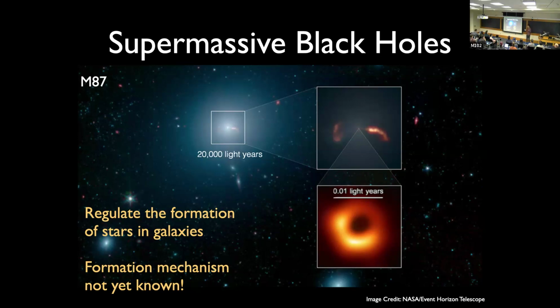And yet, despite that, we really don't know how they formed. We don't understand what the formation mechanism is. We know that low mass black holes form from massive stars exploding. We don't have that equivalent picture for supermassive black holes. We don't know what their progenitors were.